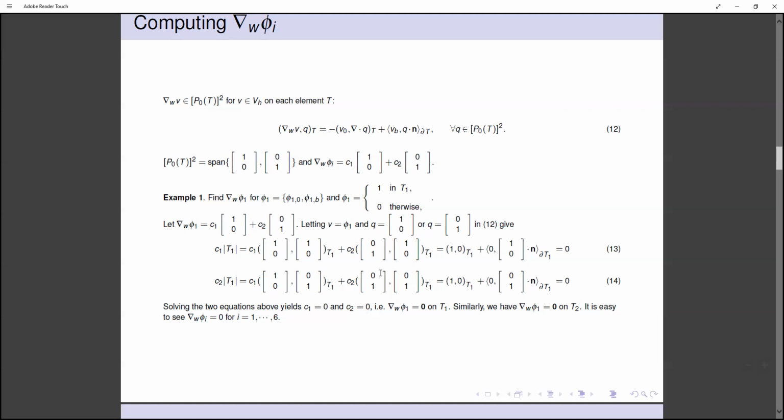So if we have 100 elements, that means you need to find the weight gradient of the basis function on each element. However, fortunately, except for 1 or 2 elements, the weight gradient for basis functions is 0. Most of them, all of them are 0. For this one, it is 0 for all the elements. Similarly, you can see for i from 1 to 6, the weight gradients of them are all zeros for this special WG element.